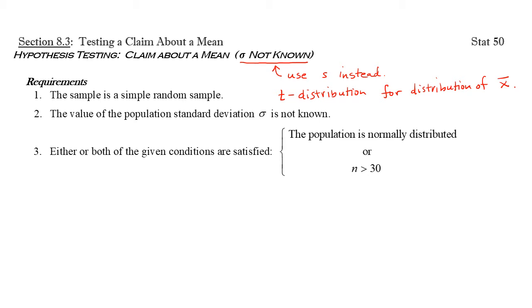The sample is a simple random sample. The value of the population standard deviation is not known, like we're assuming here. Either or both of the given conditions are satisfied, where we have the population is normally distributed or our sample size is greater than 30.